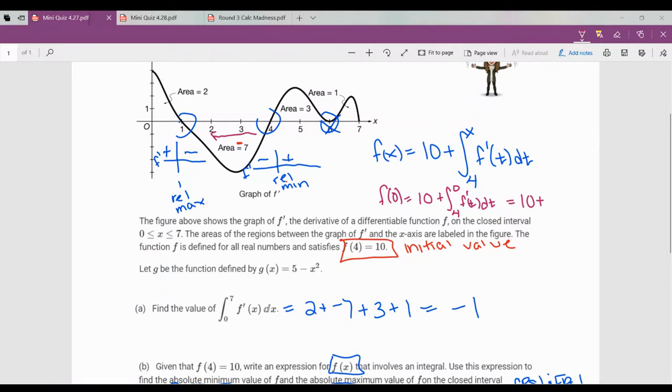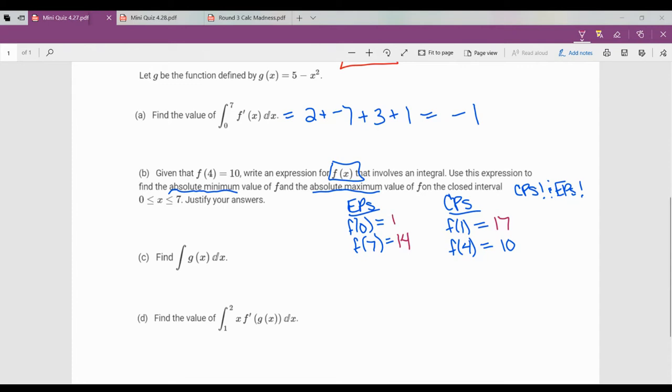All right, so the integral from 4 to 0, that would be going from 4 to 0, so that would be switching the area of -7 and making it positive because we're traveling backwards, plus, and then switching that value of +2 to -2 because we're traveling backwards. So 17 and the -2 is going to be 15. So f of 0 is 15.